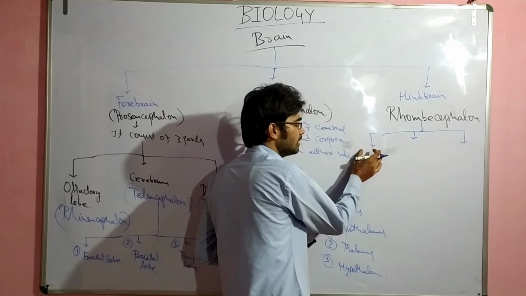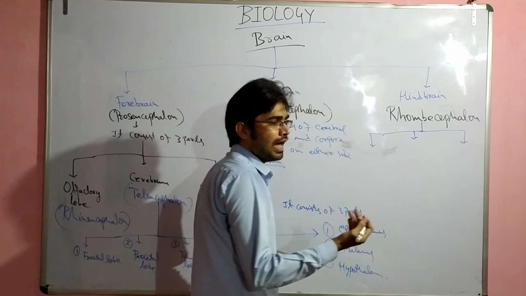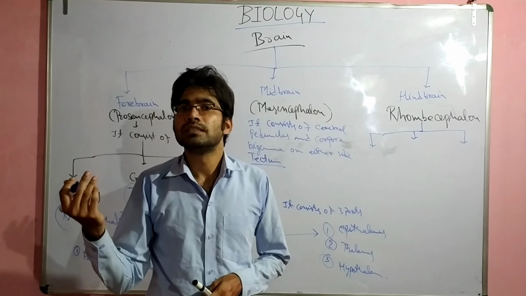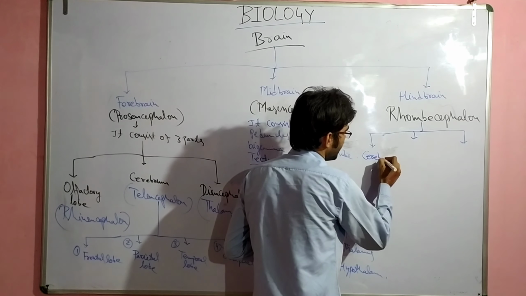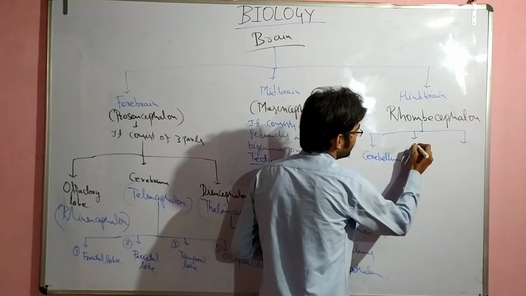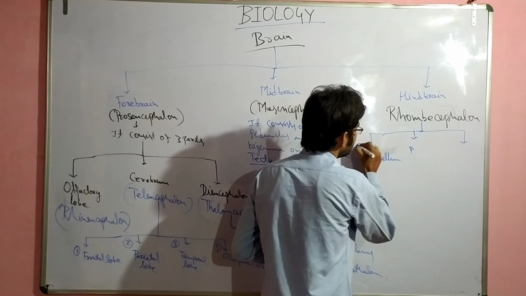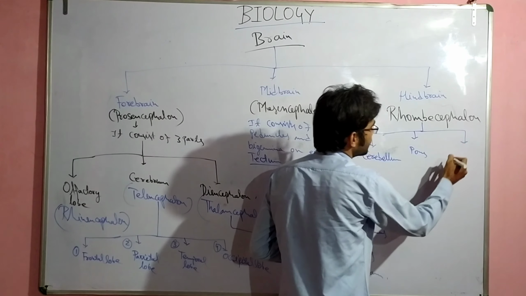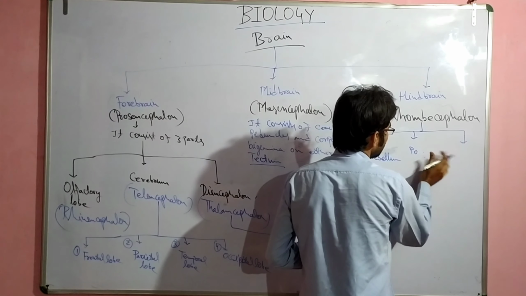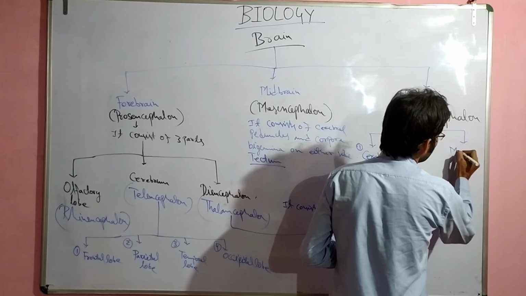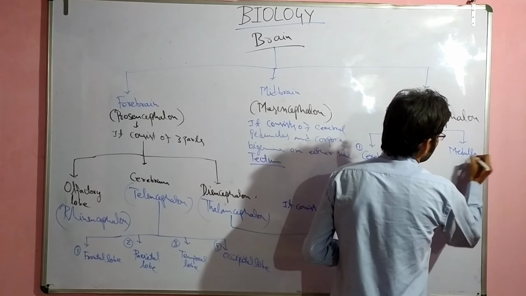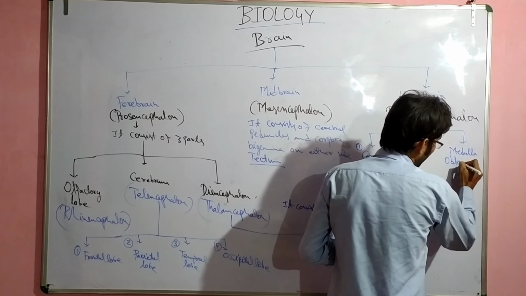The first one is known as cerebellum. Then the second one is known as pons, and the third one and the most vital is known as medulla oblongata.